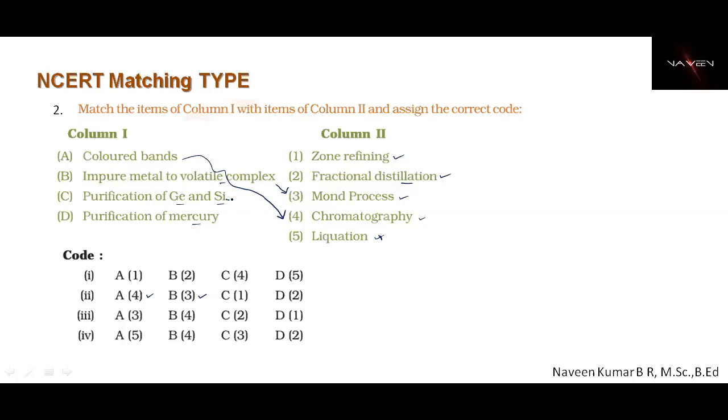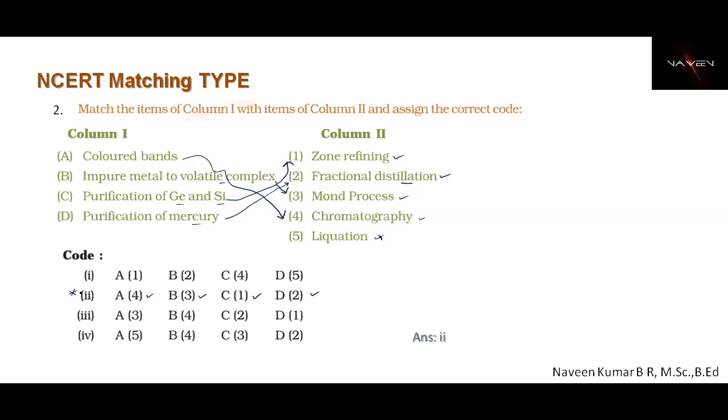Then purification of germanium and silicon is through zone refining. So C is 1. And D, purification of mercury, is a low boiling metal. So that is option 2, the column 2 information matched with D. Hence all the correct matches are given in code 2. Hence, option 2 will be the right answer.